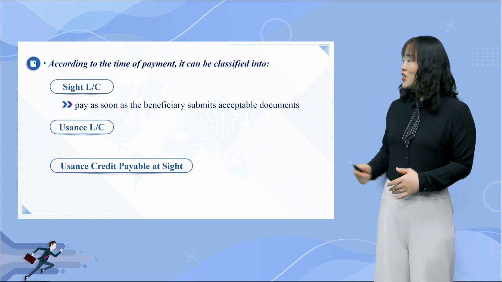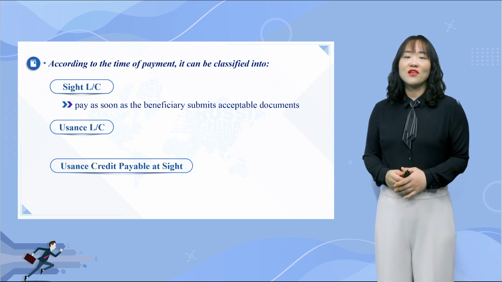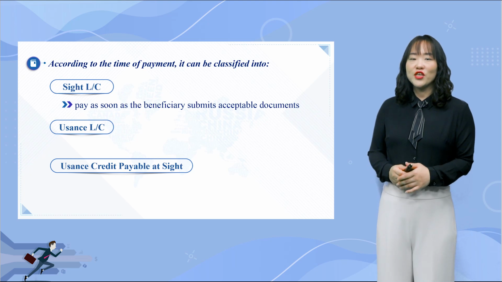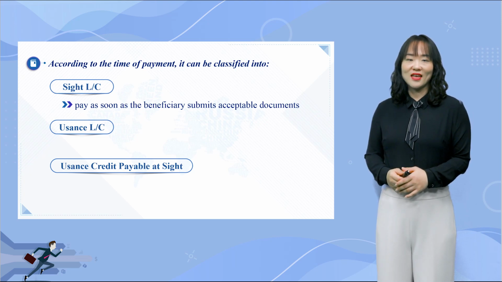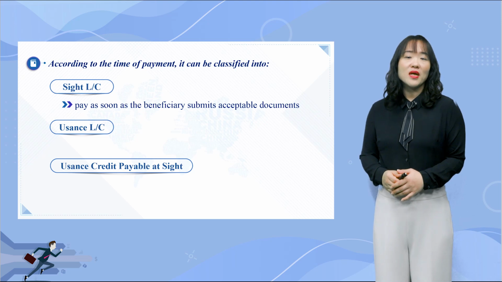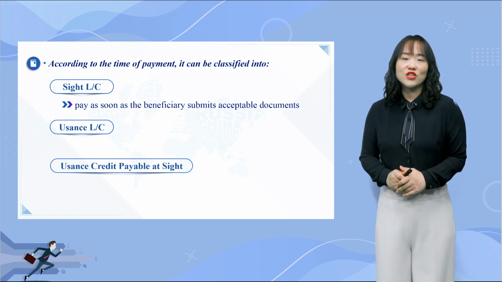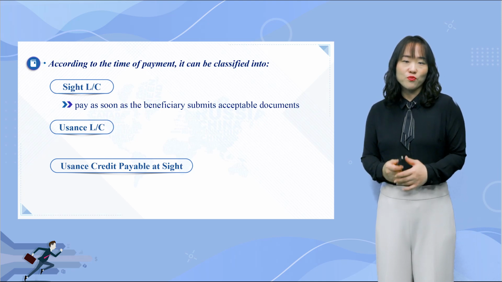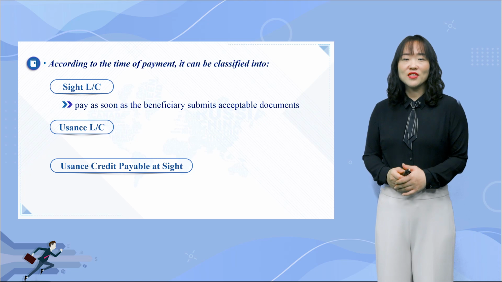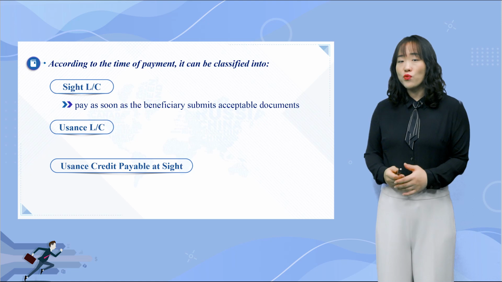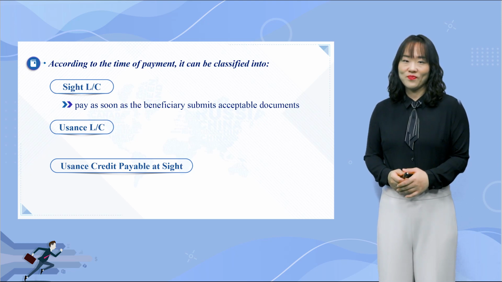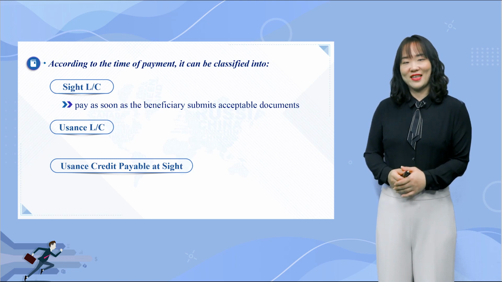Sight LC and usance LC are the types in terms of different payment time, from which the usance credit payable at sight is derived. Payment under a sight credit occurs as soon as the beneficiary submits acceptable documents to the appropriate bank. The bank has several days to review the documents and ensure that they meet the requirements in the letter of credit. If the documents are in good order, the bank must pay immediately.